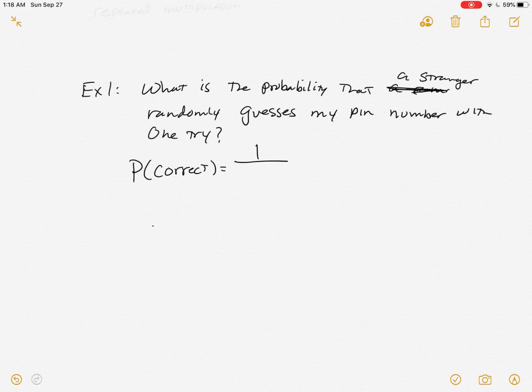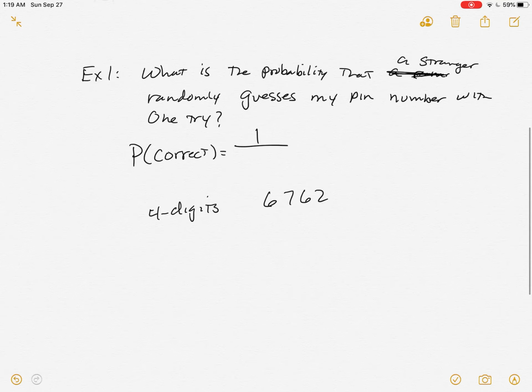So the probability that a stranger randomly guesses my PIN number. So let's think about a PIN number. A PIN number is 4 digits long. And can there be repeats? Is this an acceptable PIN number? 6762. Could I repeat that 6? And the answer is yes. So this is what we mean by repeats are allowed. Once you use something, could you use it again in a sequence? Absolutely. In this case, it's not always the case. So whenever that happens, you do what I've termed repeated multiplication.